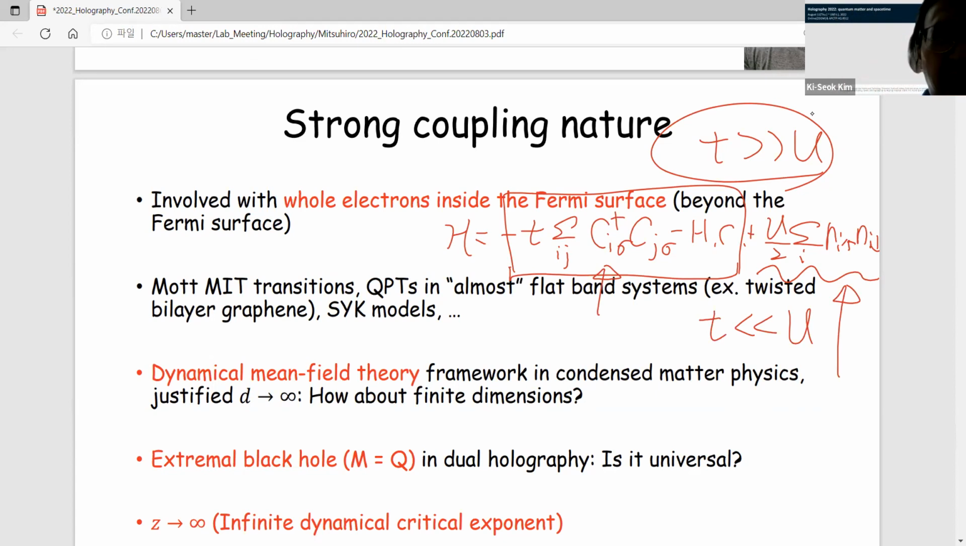This system was basically already introduced before: Mott transitions, quantum phase transitions in almost flat band systems, and SYK models, and so on. Indeed, there is a description to mimic this kind of physics, the so-called dynamical mean field theory. Dynamical mean field theory basically considers this interaction term as a UV fixed point, and you deal with this kinetic energy as a perturbation.